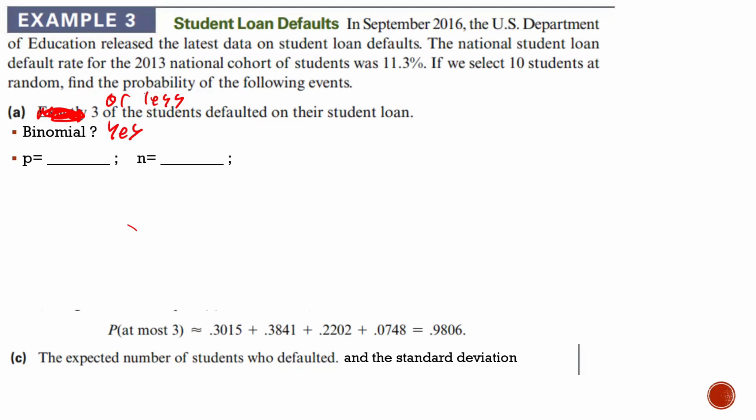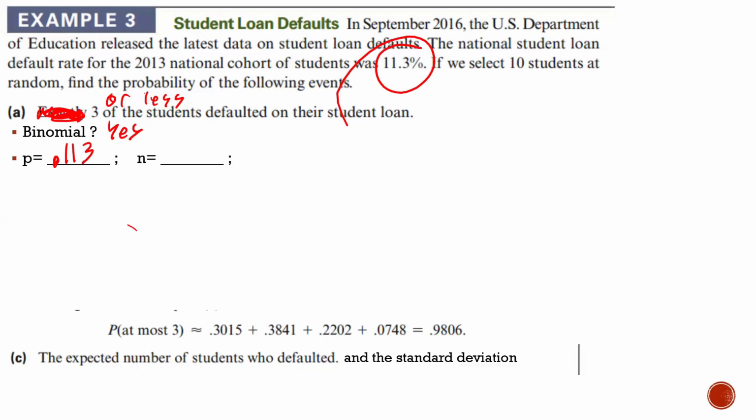P is the probability of one success. Success is used here loosely, and it's the probability of the event occurring, which is 11.3%. You might say it's definitely not successful if you're not doing well, if you're defaulting on your student loan.